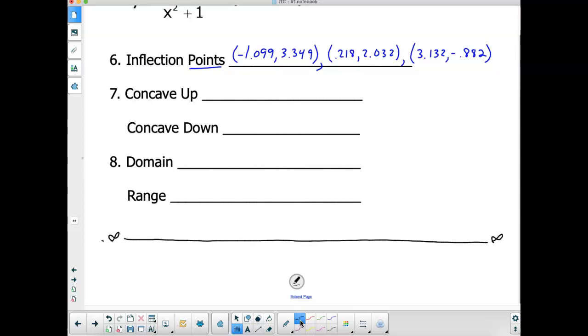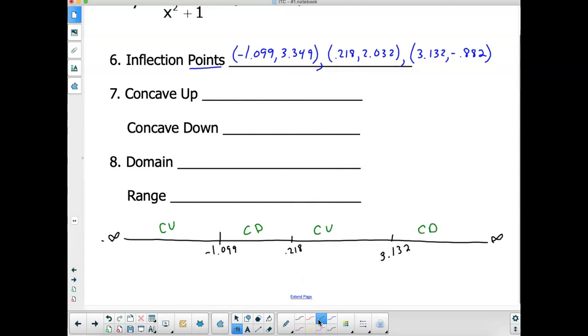And now to get my intervals, what I would do, truthfully, is I like making a line, negative infinity to infinity. And on that line, I'm going to take my first one, I'm going to say negative 1.099. And the next one I'm going to say was 0.218. This line does not need to be to scale in any way, shape, or form. 3.132. Now, when I looked, I was concave up, I believe. Then I was concave down on my graph. Then I was concave up. And then I changed to concave down.